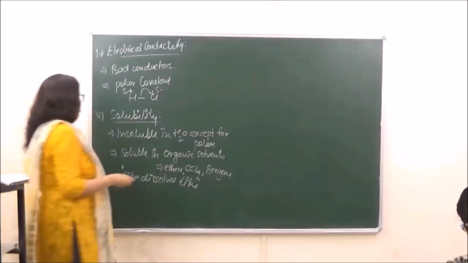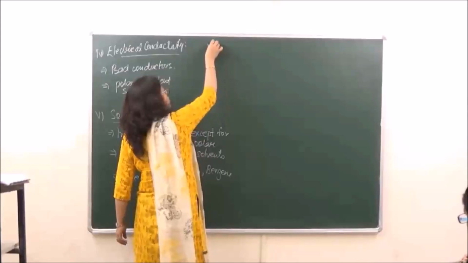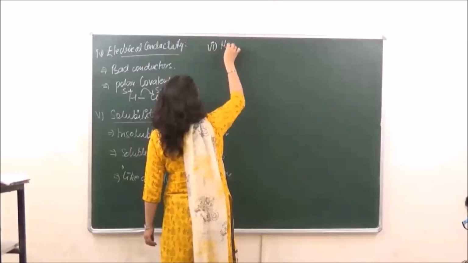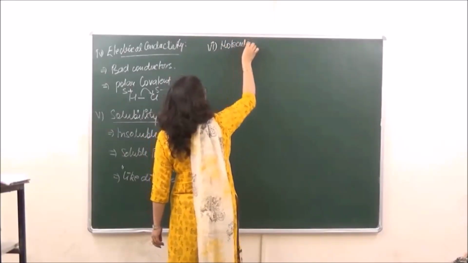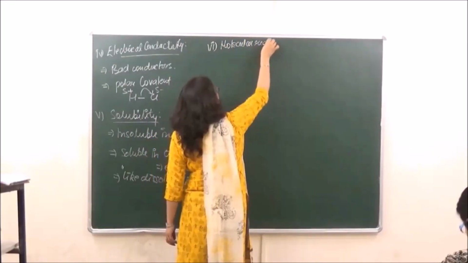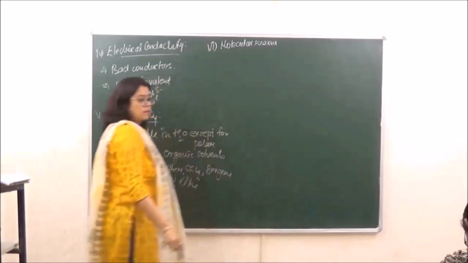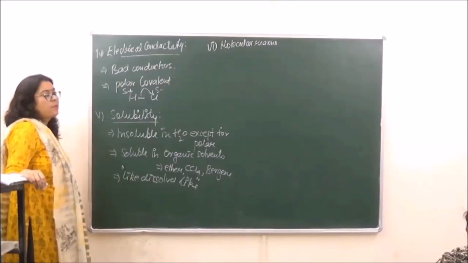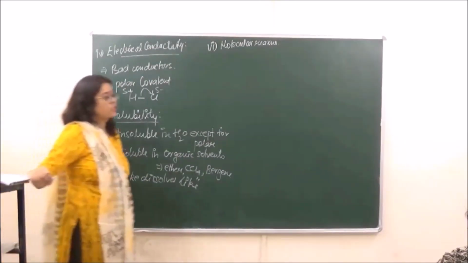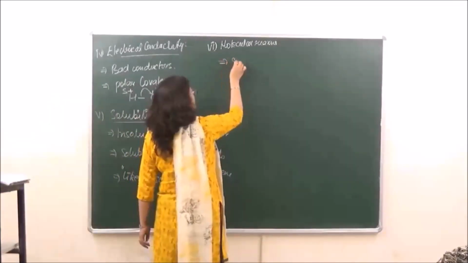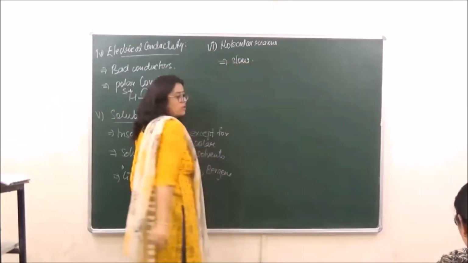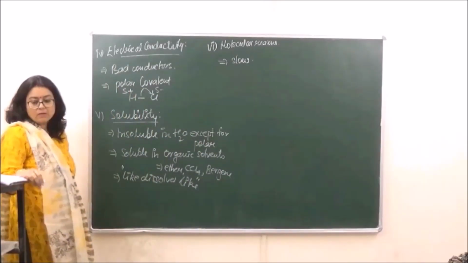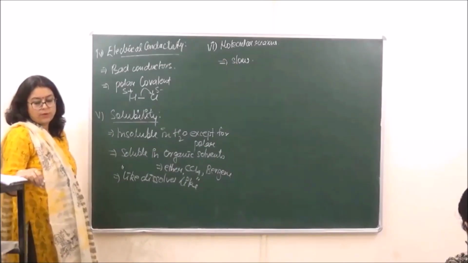ठीक है? Then sixth is that almost all covalent compounds undergo molecular reactions. Okay? They undergo molecular reactions. Because of these molecular reactions, the reactions of covalent compounds are very slow. Right? So the kinetics of these compounds is going to be slow.